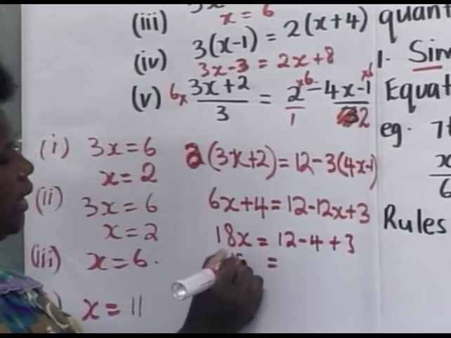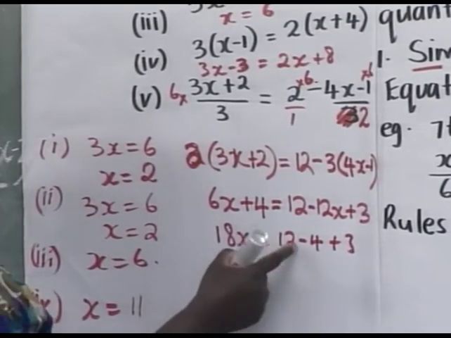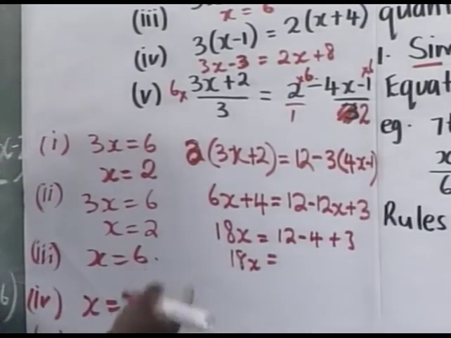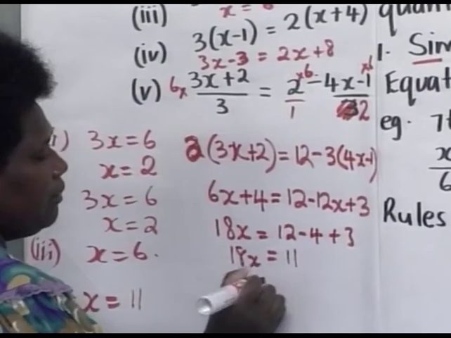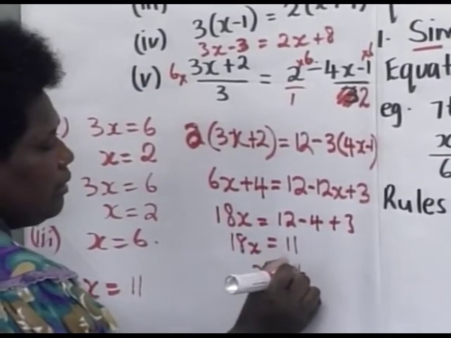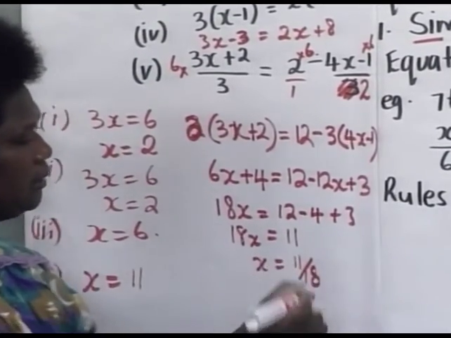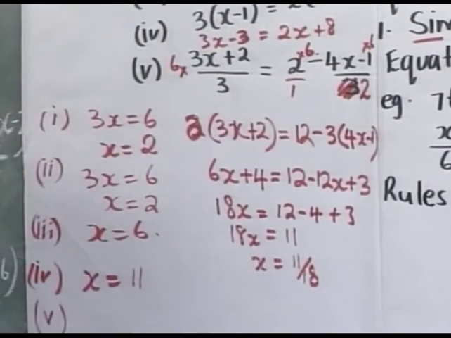Okay, 18x equals 12 minus 4 is what? 8. 8 plus 3 is 11. So x is equal to 11 on 18. Okay. It's a funny answer, but it should be correct. You can try using your calculator and substitute. I'm sure it's correct. Okay, any questions? Not answers, but questions?